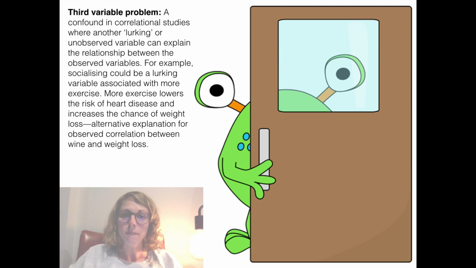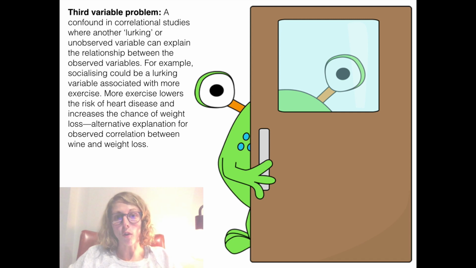So this is a common confound in correlational studies, where we have another lurking or unobserved variable that can explain the relationship between the observed variables. For example, socializing could be a lurking variable associated with more exercise. More exercise might lower the risk of heart disease, increase the chance of weight loss. These are alternative explanations for the correlation we see between those two variables. So whenever we find ourselves drawing causal inferences based on correlational data, we need to be wary of the third variable problem. There are quite possibly other plausible explanations for the relationship, besides X causing Y or Y causing X.